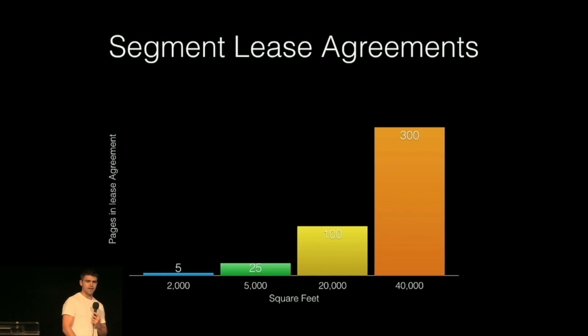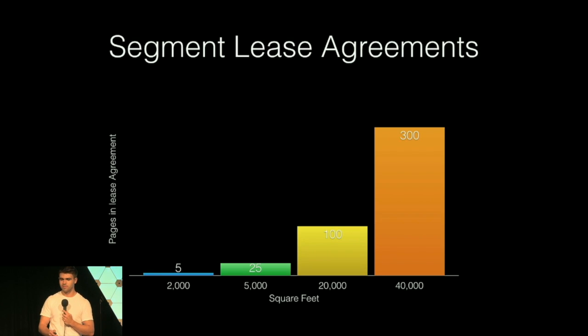Taking a real world use case, from my experience at Segment, we've at this point switched through about 3 or 4 offices as we've grown. And each time, the number of pages in that lease agreement has grown basically exponentially based upon how much office space we need.